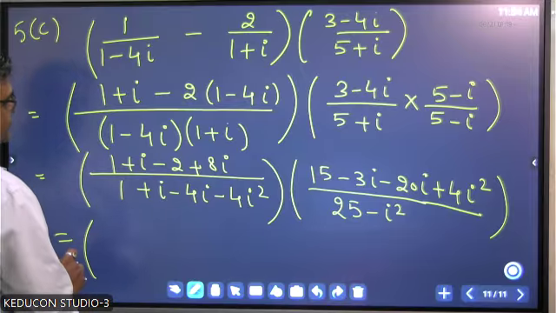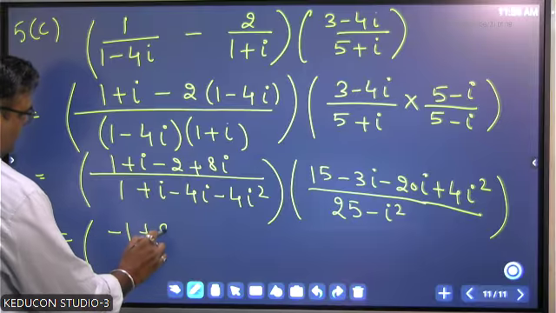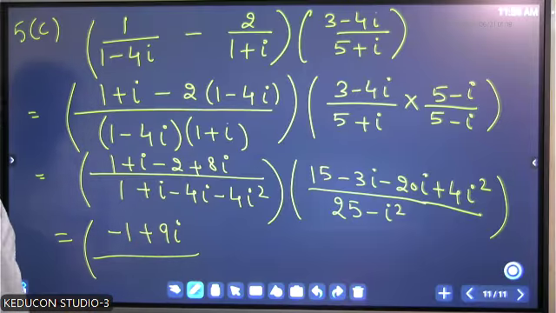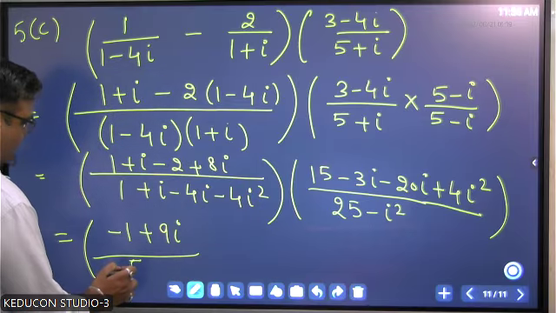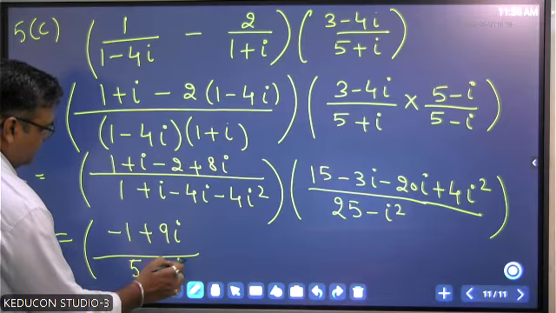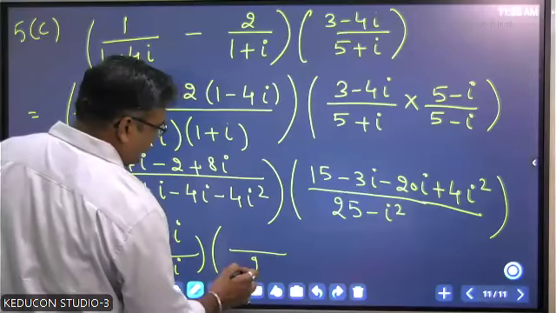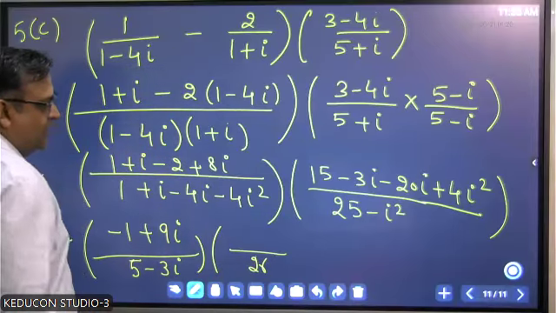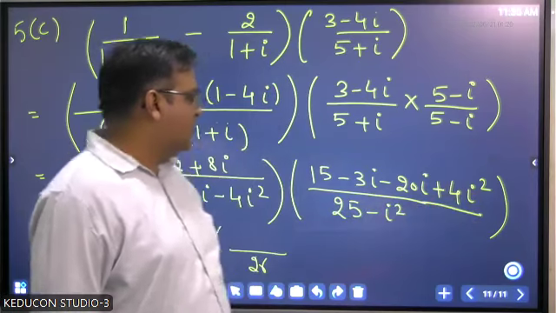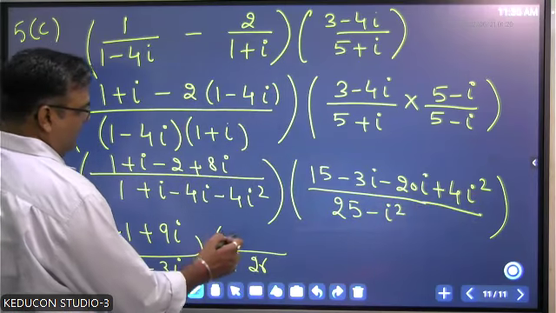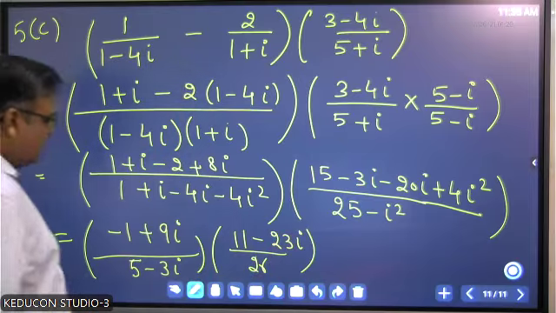1 minus 2, that will be minus 1 plus 9 iota. This will become minus minus plus, so this will become 5 minus 3 iota. And here 5 plus 1, 26. And in the numerator it will be minus 4, iota square will be minus 1, so minus 4. 15 minus 4 will be 11, minus 23 iota. So this is what we have got, students.